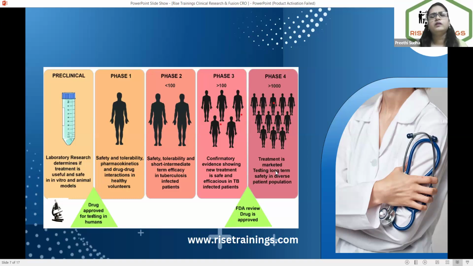So in this phase 4, there are more than 10,000 people, n number of people, who can join in this fourth phase of clinical trials. So this is once a drug is released to the market. So this is the basic idea behind the clinical trials.